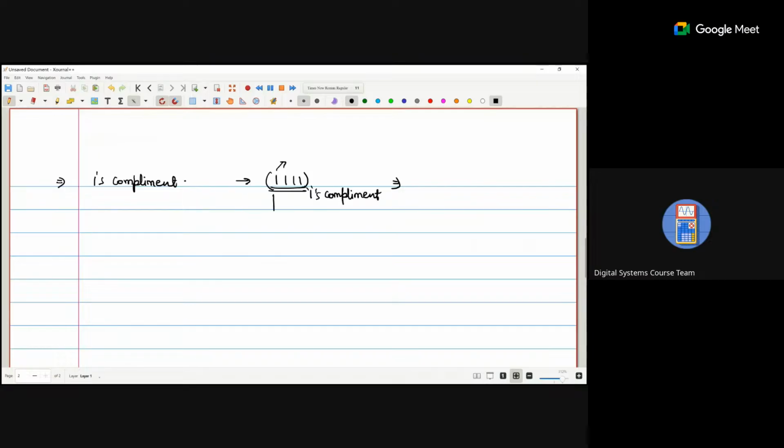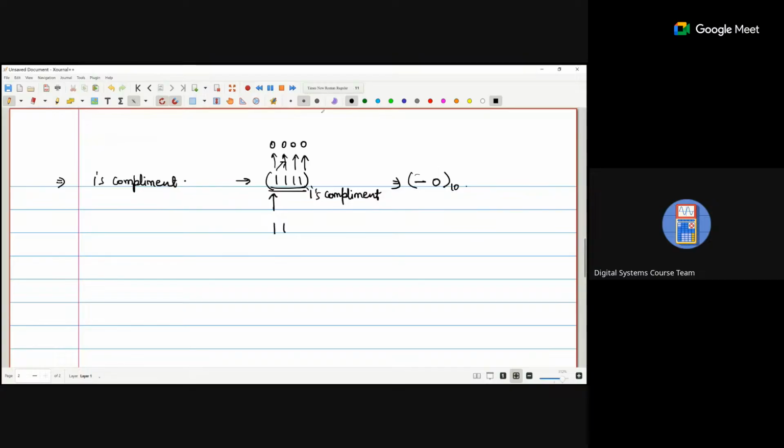First of all, check the MSB. The MSB is 1, that means the number is negative. Clear? Now after that, what we do, we flip all the bits, because it is a ones complement. We flip all the bits: 0 0 0 0. So -0 is the representation of this one's complement representation in decimal.